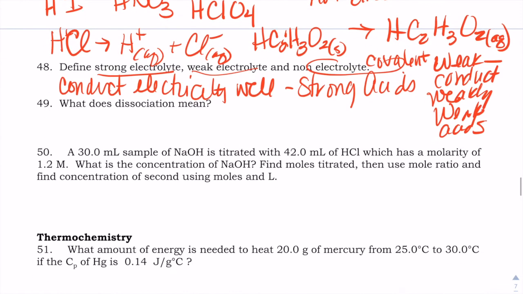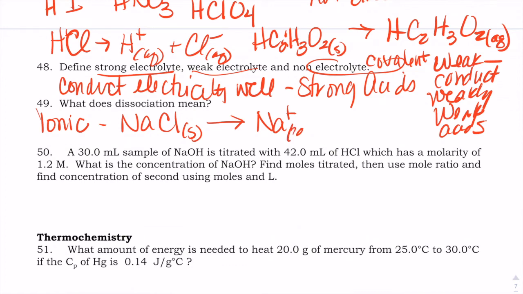What does dissociation mean? Dissociation means that you have a compound which is ionic, and when you dissolve it in water, the water pulls it apart and surrounds it. So, sodium chloride added to water will dissociate into sodium ions and chloride ions. And those would be then surrounded by water molecules.